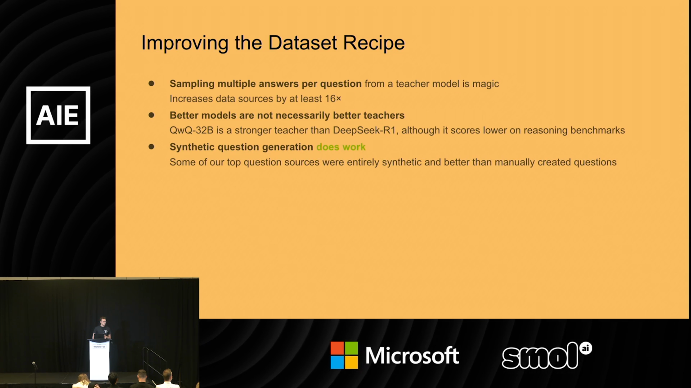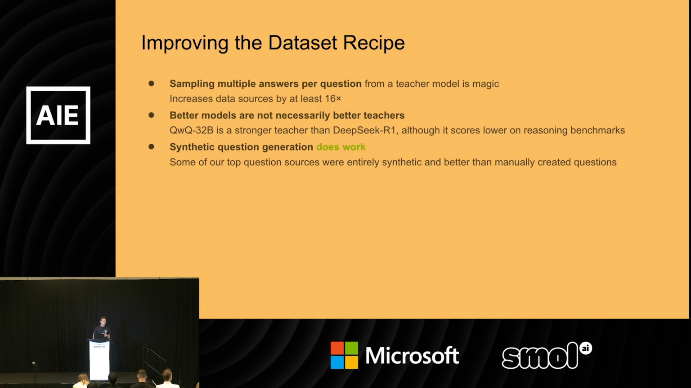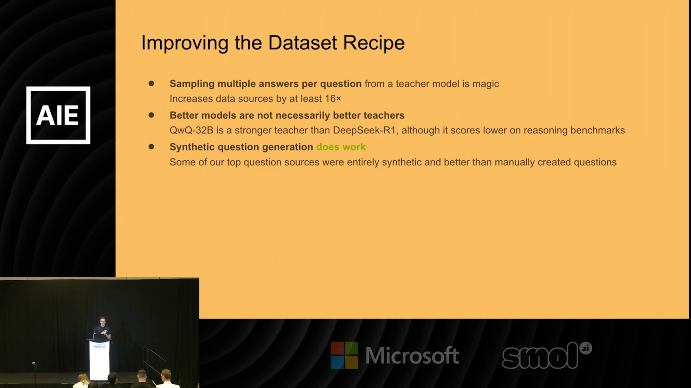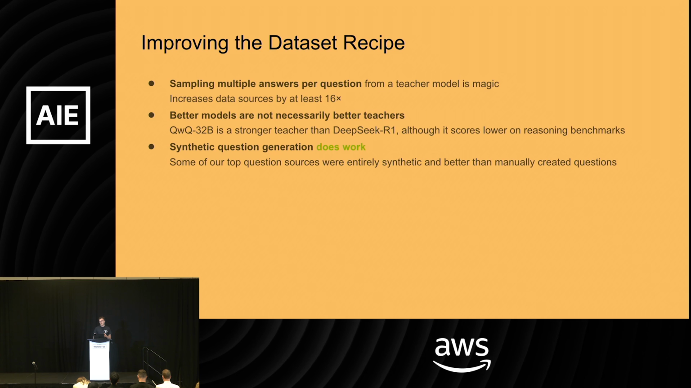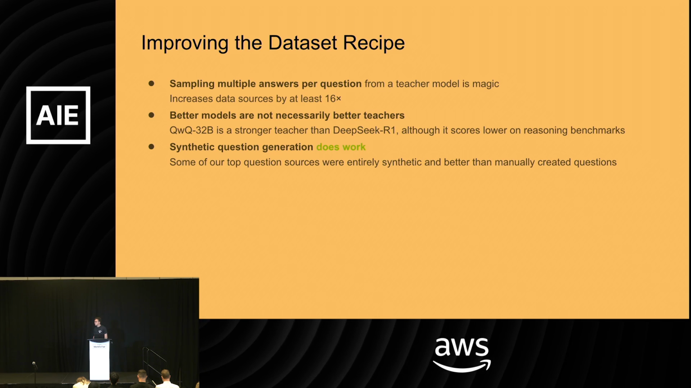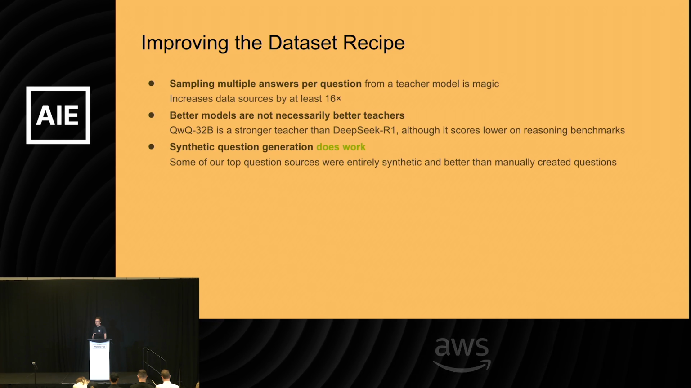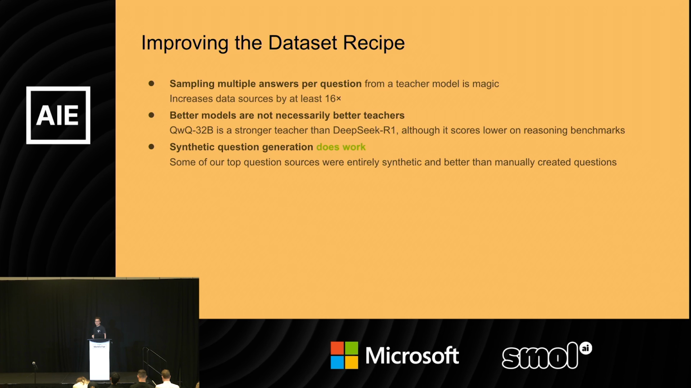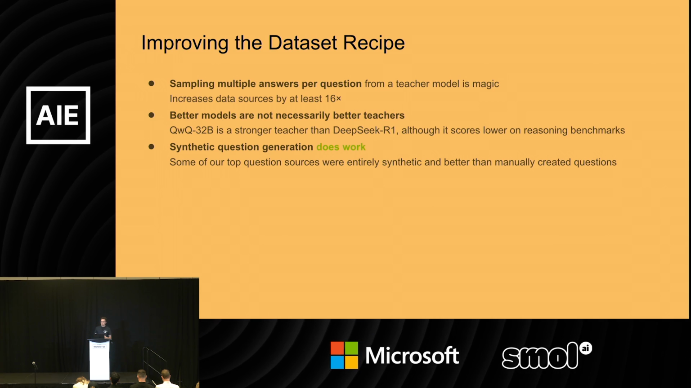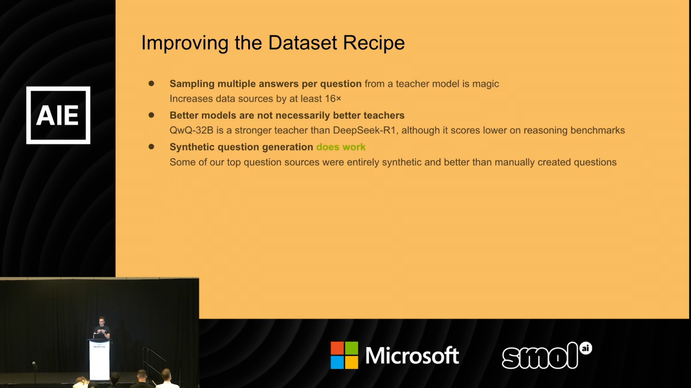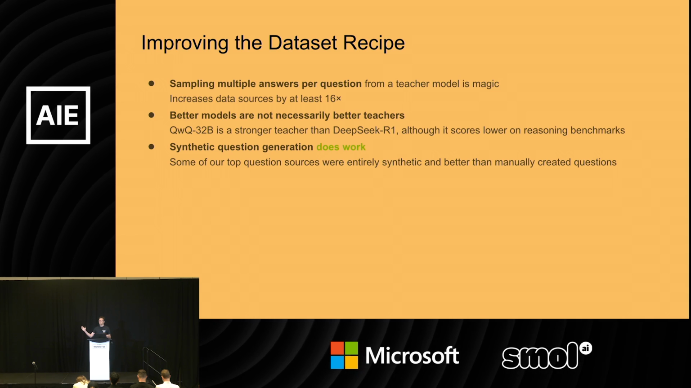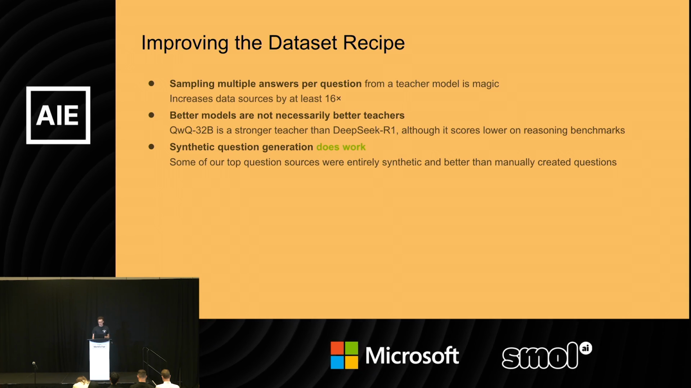We also found that the sources of data that had synthetic questions were actually quite good. Some of the top sources that we selected were entirely synthetic, and better than sources, say, that scraped from forums or had humans manually write things. And this is also really good news because synthetic question generation is scalable. So once again, we go back to the x-axis and we can push even further, which is an accuracy boost.